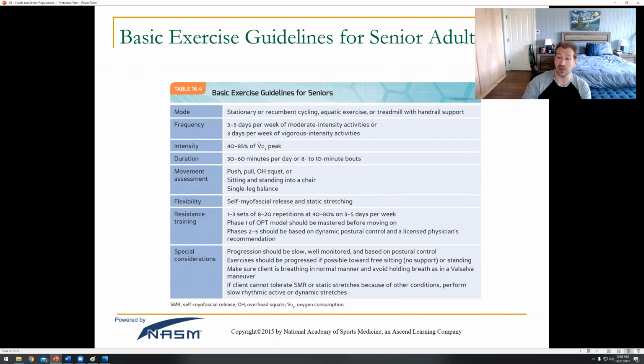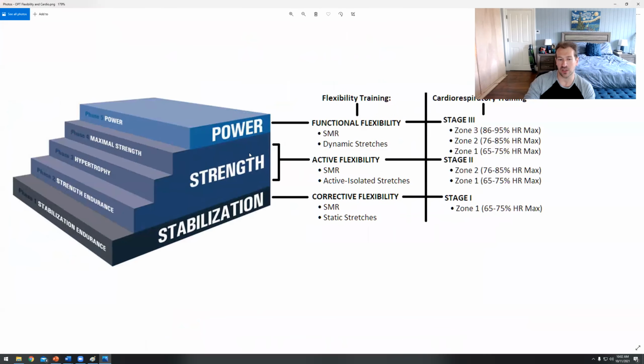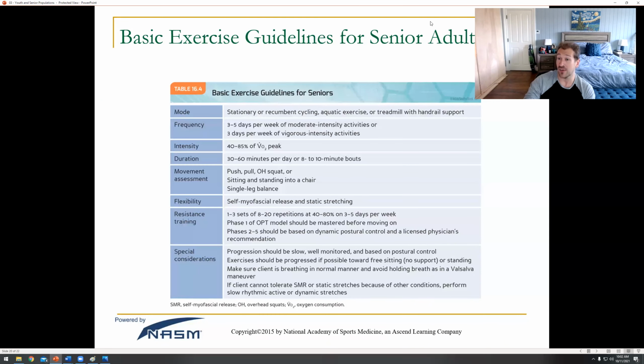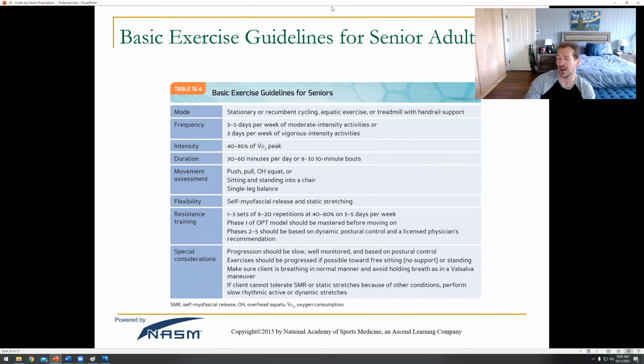When it comes to flexibility, for the most part, guys, you're going to focus on self-myofascial release and static stretches. When we look at that flexibility continuum, even if you have a client who's training in strength, you're probably just going to be applying corrective flexibility. So we like foam rolling and we like static stretches. I love active stretches and I like dynamics, but they're probably not what we're doing with our seniors.